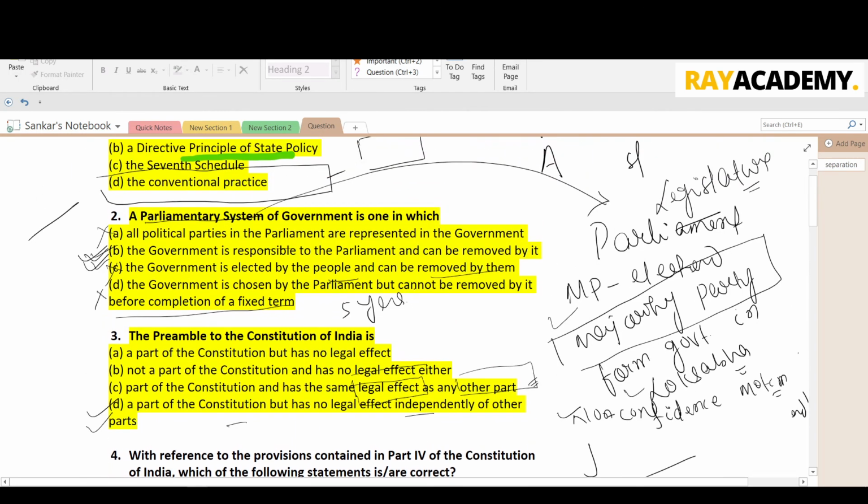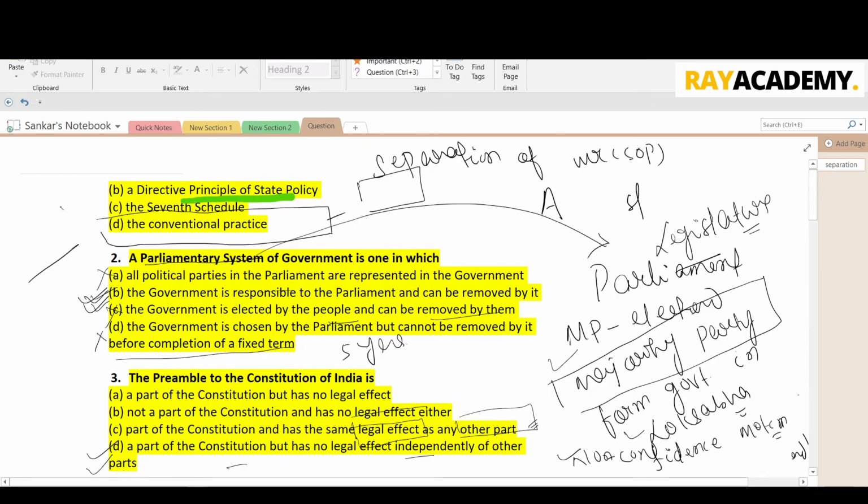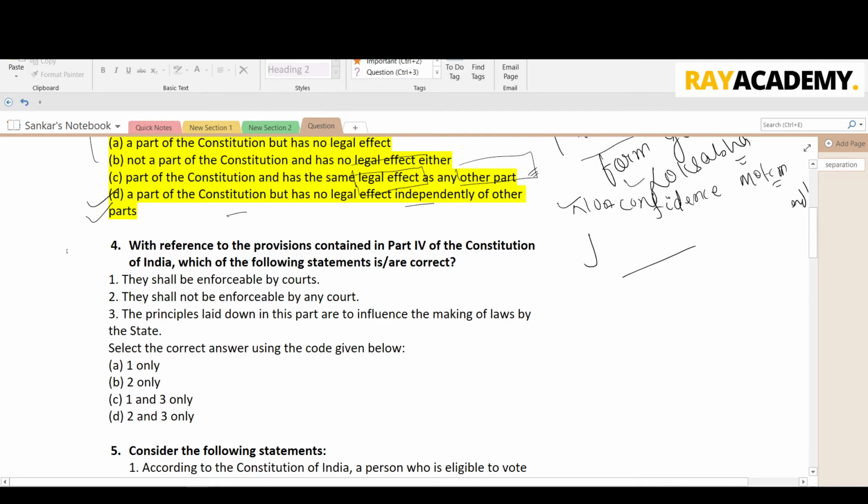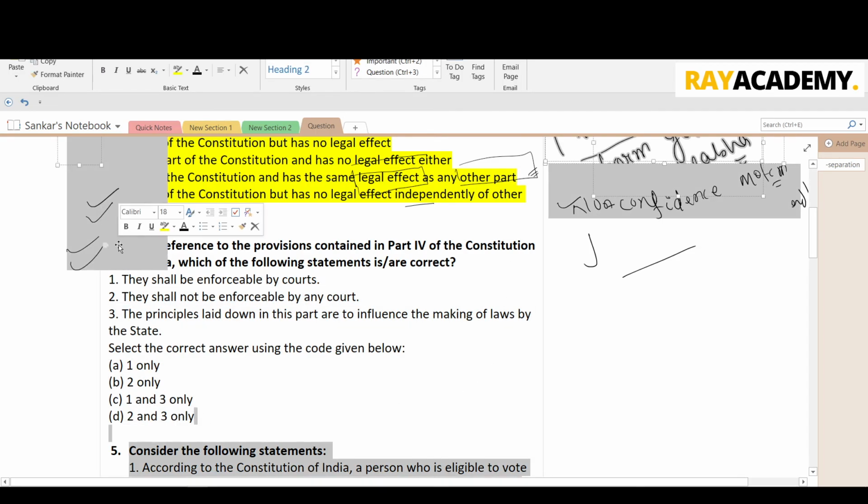Okay. So see, these are small straightforward questions. Questions 1, 2, 3 are very straightforward. Let us go to a difficult question. This is the difficult question. With reference to the provisions contained in Part 4 of the Constitution of India, which of the following statements are correct? 1. They shall be enforceable by courts. 2. They shall not be enforceable by any court. 3. The principles laid down in this part are to influence the making of laws by the state. Select the correct answer using the code given below. Can you answer this?